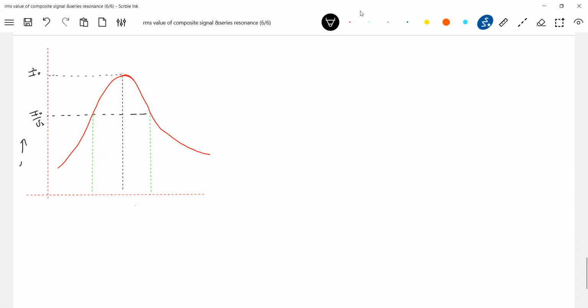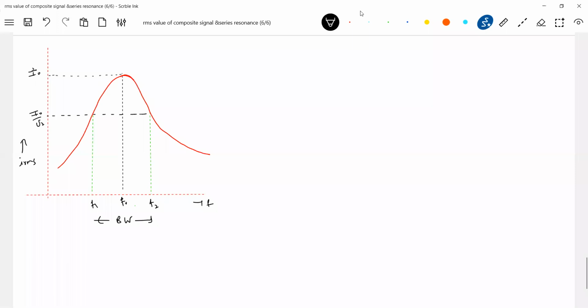What I plotted is I RMS, and this is the frequency. This is the resonant frequency. This is the upper cutoff frequency, this is the lower cutoff frequency, and this quantity is called the bandwidth. This I RMS only is what I'm plotting, and this is the maximum value of that current.